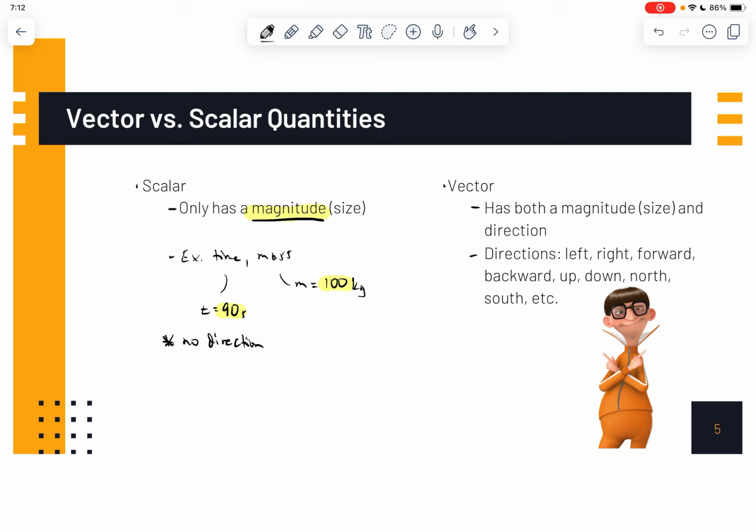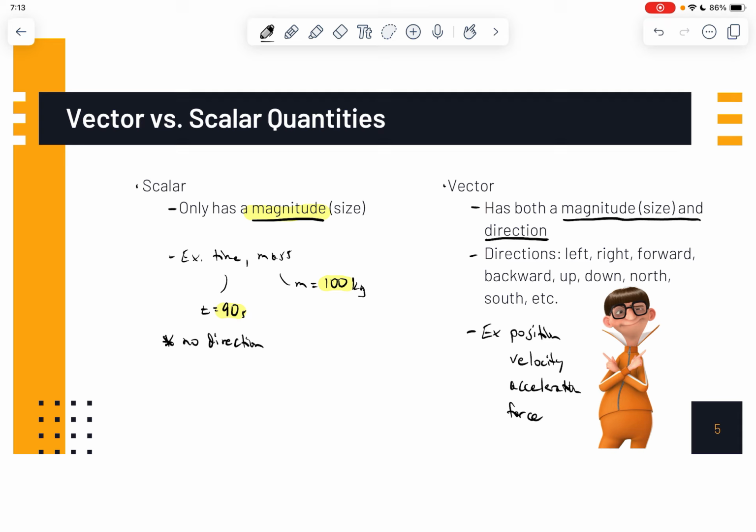Our vector quantities, though, are going to have both a magnitude as well as a direction to them. So we want to know which way the object is going. Examples of vector quantities include position, velocity, acceleration, force, and then a few other ones that we're going to introduce throughout this year.